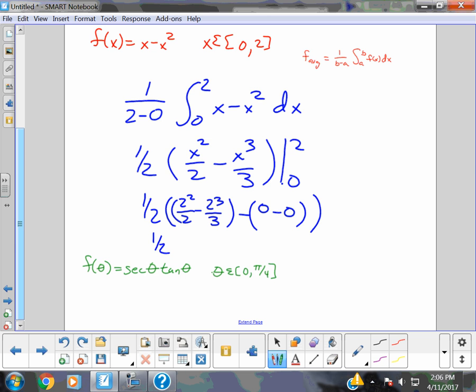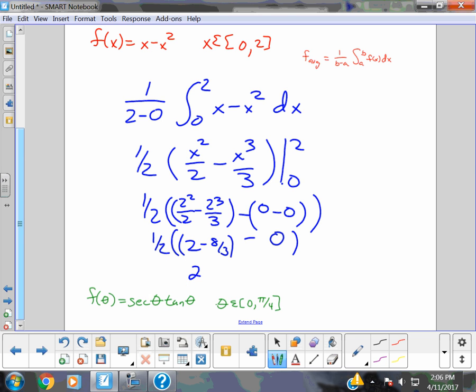I agree, 0 minus 0 is 0 over here. And I get 2 minus 8 thirds. So I get a negative 2 thirds inside times a half. And what's the area under this curve? Minus 1 third. Is that possible?